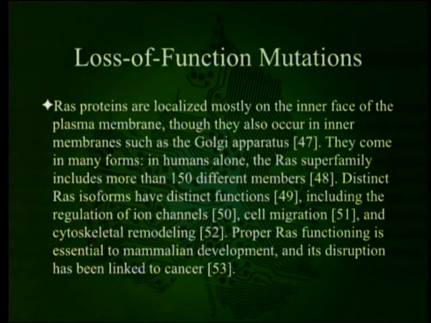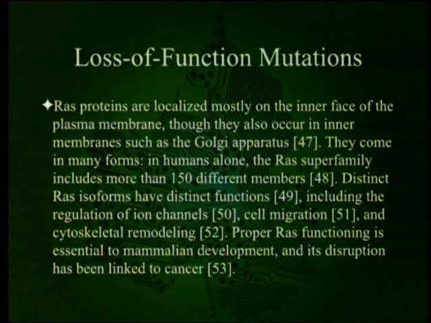They come in many forms. In humans alone, the RAS superfamily includes more than 150 different members. It's a whole bunch of these that are very close to each other, but just enough different that they can serve as doing something else. Distinct RAS isoforms have distinct functions. The little differences make a big physiologic difference, including the regulation of ion channels, cell migration, and cytoskeletal remodeling.